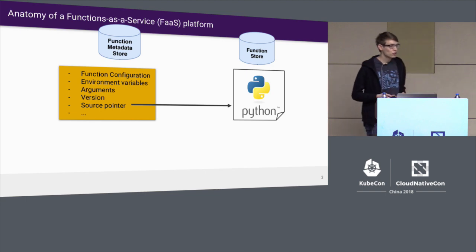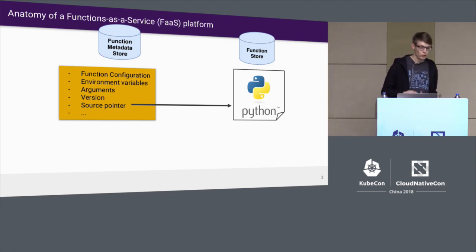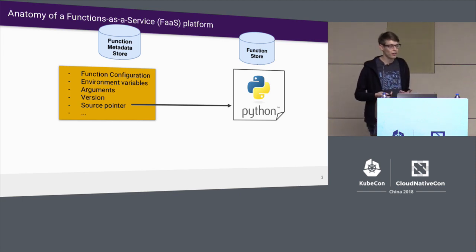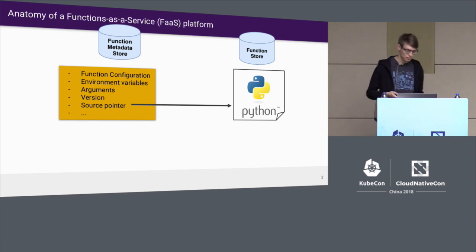On the other hand, you have the function store, where you store the actual functions that you're using. For example, you can have small Python functions, but this can also quickly go very large, where your functions have many dependencies and many static assets. Then you can imagine that your functions start to become tens or hundreds of MBs.